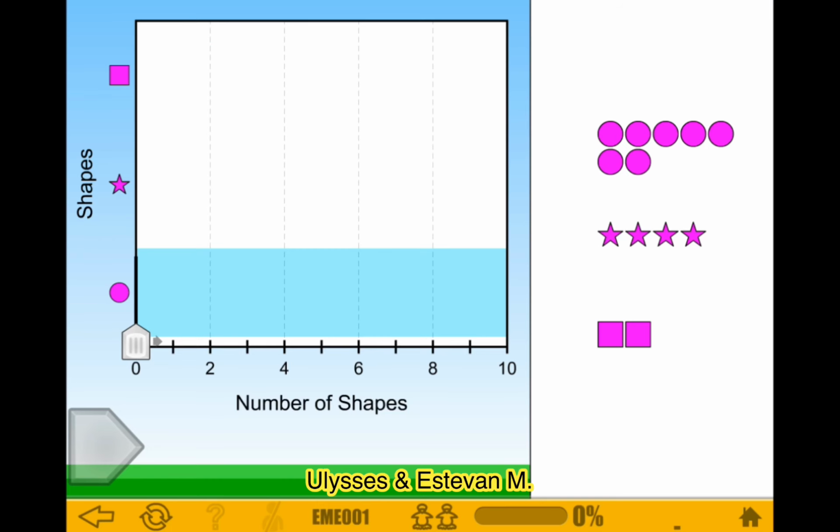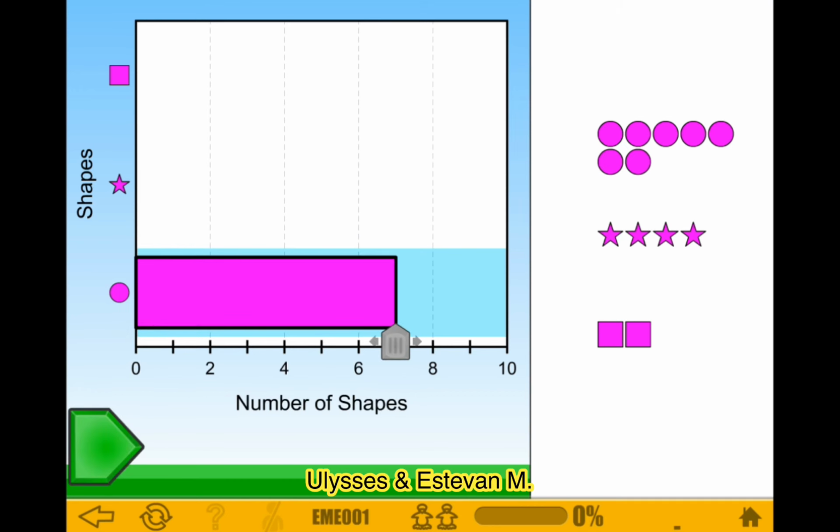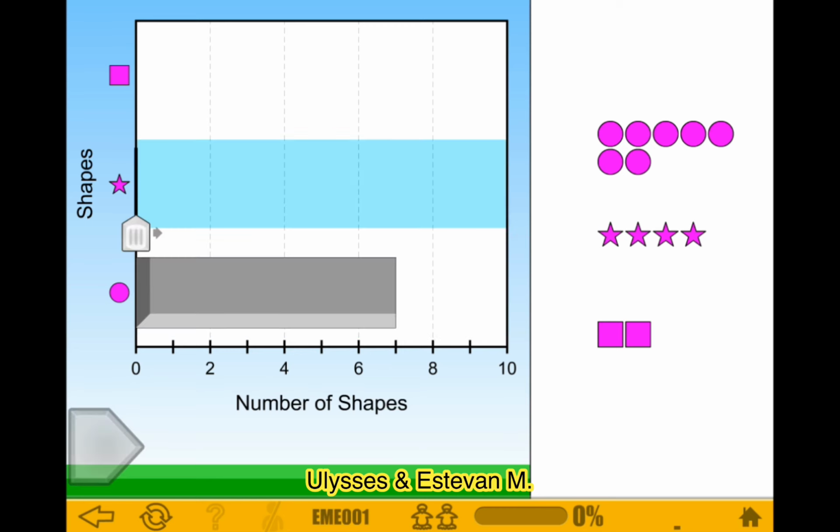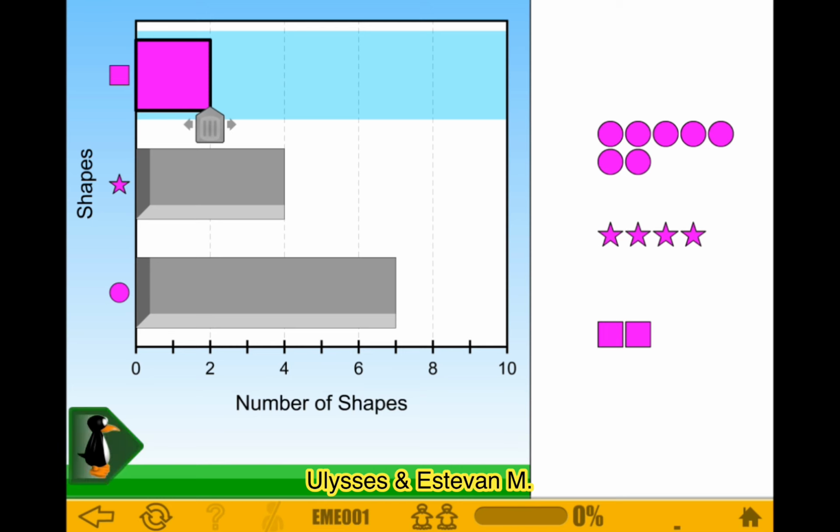So I'm supposed to count how many circles are there. I think I'm supposed to do it at 7. I think I can just click it, right? Hold on. Yeah, I can click it, okay, that's nice to know. I think we're just supposed to click the button first, and then we can do a star. We have to do a star, which is 4. And then we have to do 2 squares.